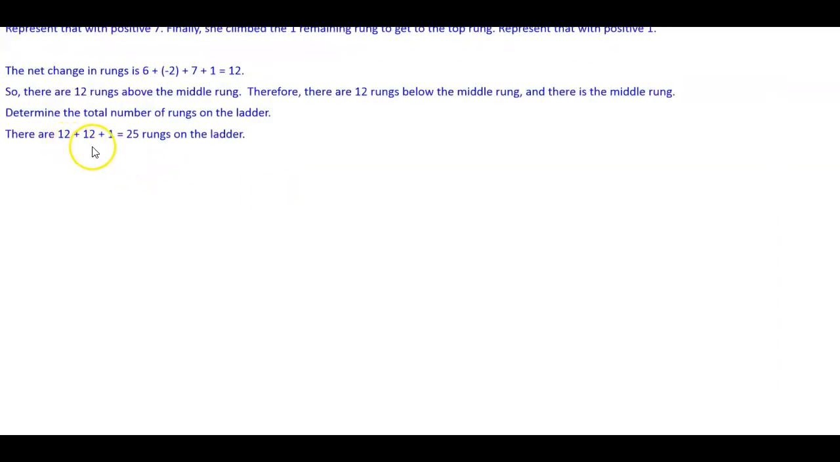So to determine the total number of rungs on the ladder, we would say there are 12 plus 12 plus 1, which is the middle, equals 25 rungs on the ladder.